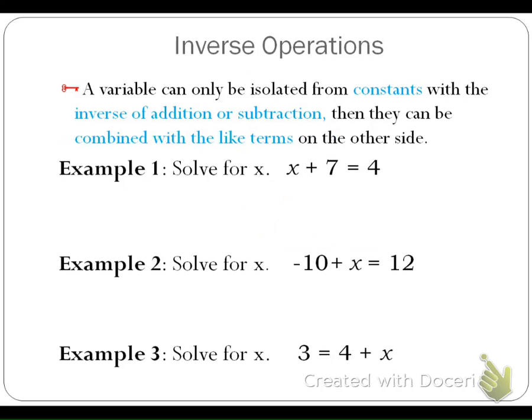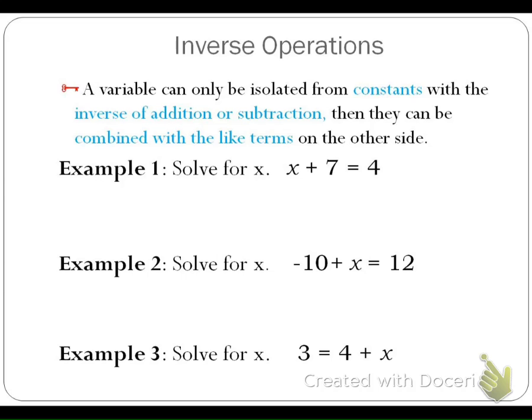A variable can only be isolated from constants with the inverse of either addition or subtraction. Then they can be combined with like terms on the other side. So here are 3 examples. The first example says to solve for x. The equation reads x plus 7 equals 4.